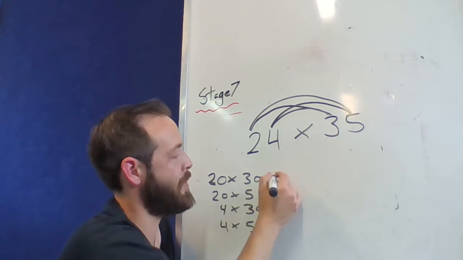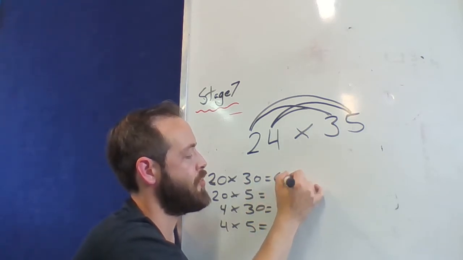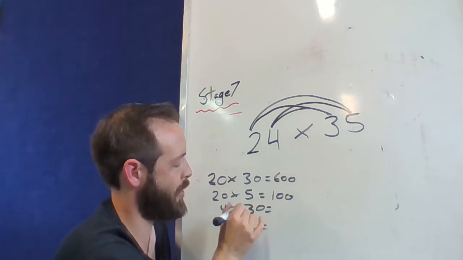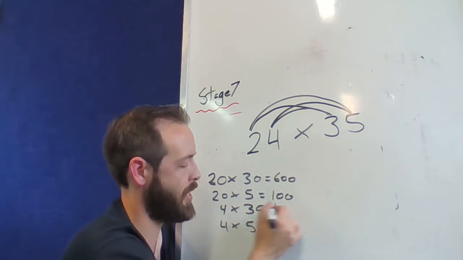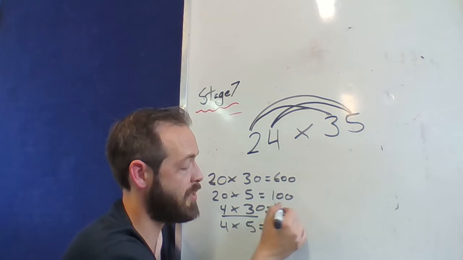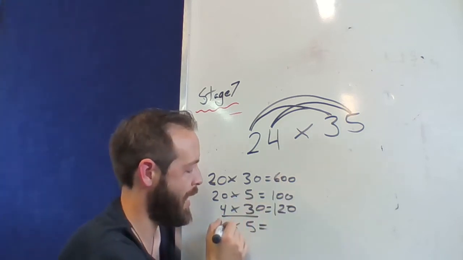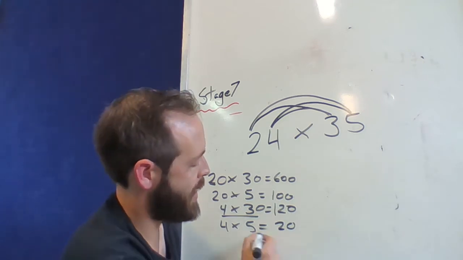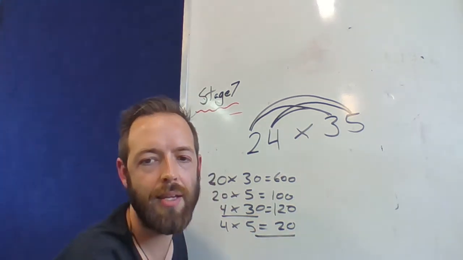So that means here we've got 600. We've got 100, we've got 4 times 30 is 120, and then 4 times 5 is 20. So we've got all of those together. I'll save adding it all up at the end.